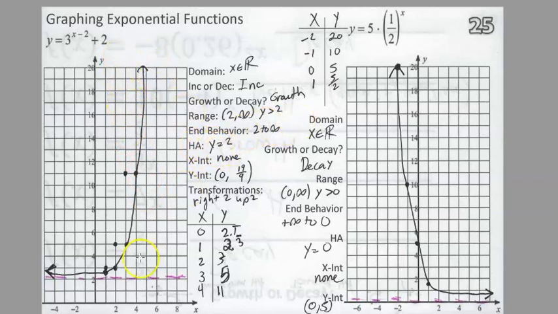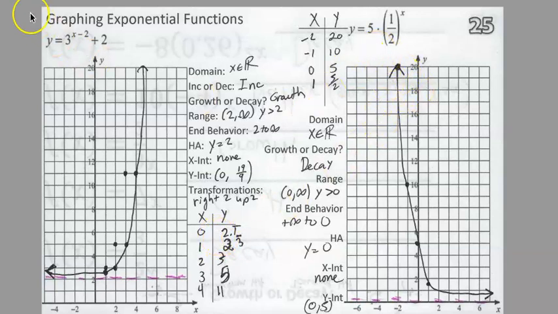The horizontal asymptote is y equals 2. There are no x-intercepts here, and the y-intercept would be (0, 19/9). To get this number, you just plug in 0 for x and evaluate to get y. Your transformations from the parent function are right 2, up 2. Right 2 is from this h value right here. Up 2 is from this k value. And then here's a table of values.